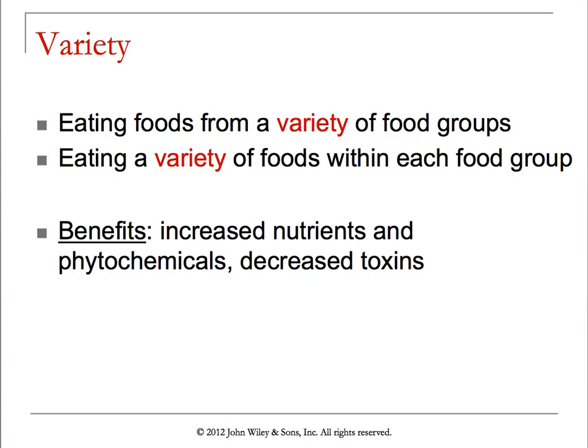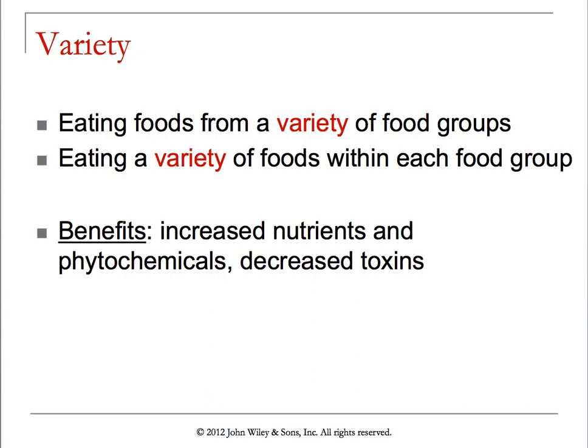Variety. What do we mean when we say variety? Variety means eating foods from a variety of food groups, so fruits, vegetables, meats, grains, but also eating a variety of foods within each food group. So when you're eating fruits, don't just eat apples all the time. Eat apples and oranges and berries and all kinds of different fruits. The benefits of variety in your diet include increased nutrients and phytochemicals and decreased toxins.